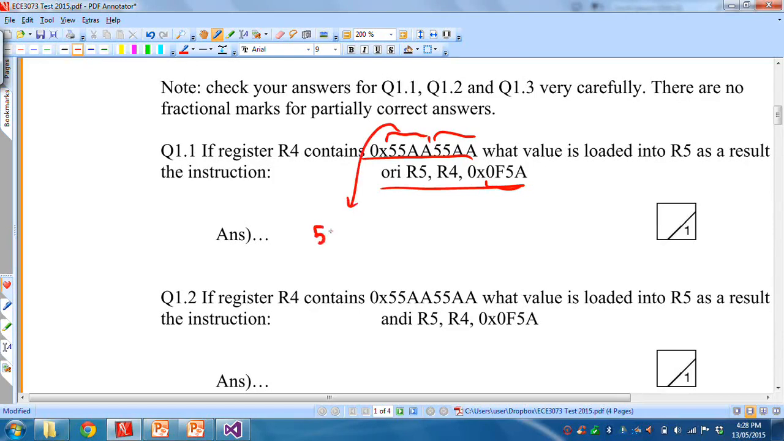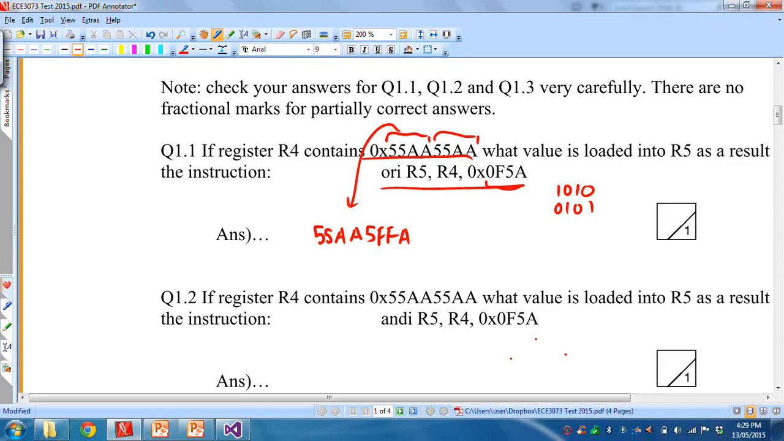So 55AA. What happens with the second half? Well, if you OR 0FA, so A ORed with A is what? A. A ORed with 5, so what's A? A is 1010, 5 is 0101. F. F ORed with 5, F ORed with anything is F. And 0 ORed with 5 is obviously 5. Easy enough.